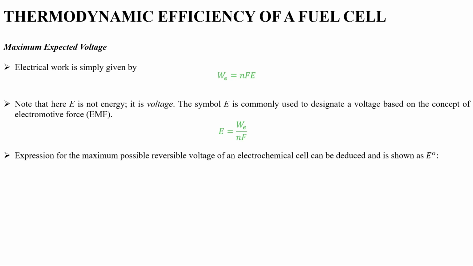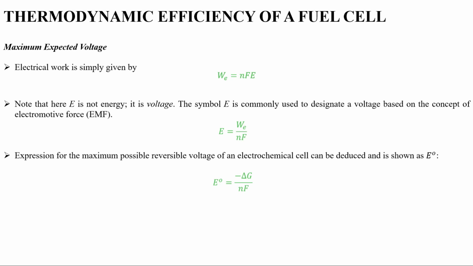Now, maximum possible reversible voltage. We are going to consider the maximum possible reversible voltage of an electrochemical cell, which is represented by E naught. The maximum possible reversible electrical work from an electrochemical cell, W_E, will be given by minus delta G, and the voltage by minus delta G over nF, because electrical work is due to change in Gibbs free energy. That's why we have replaced W_E by minus delta G, which will be the maximum possible reversible work.